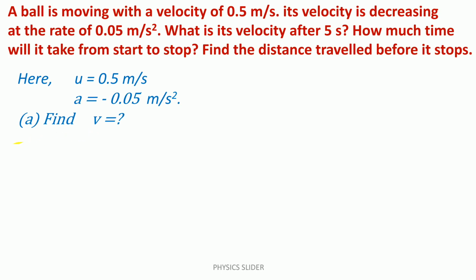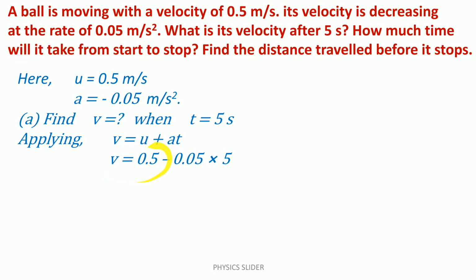So this is our first part of the question. Let us take that part A. We have to find out v, the velocity when t is 5 seconds. Means after 5 seconds we have to find out the velocity. So apply the formula, that is equation of motion, v is equal to u plus at. Put the values in this. So we will have v is equal to, the value of u is 0.5, the value of a is minus 0.05, and the value of t is 5. Solving, we get v is equal to 0.25 meter per second.